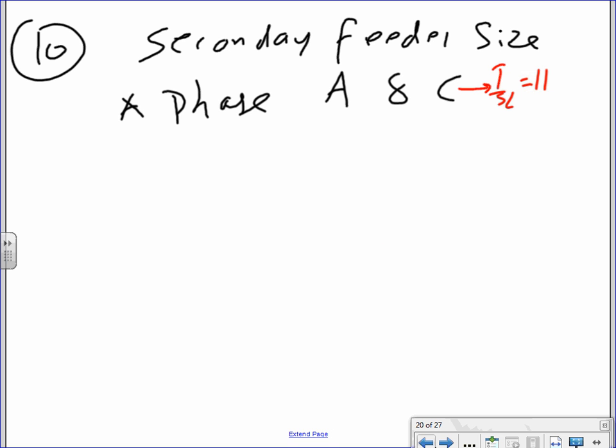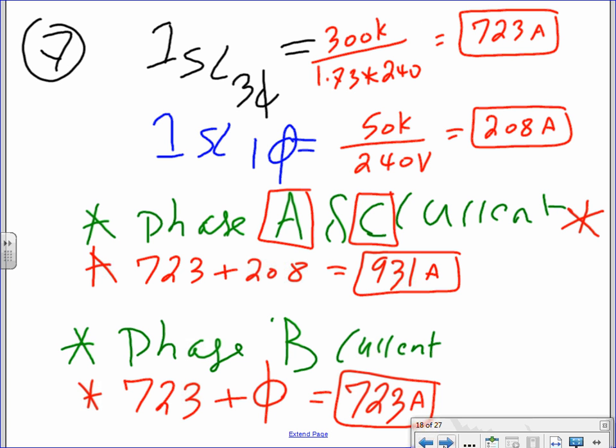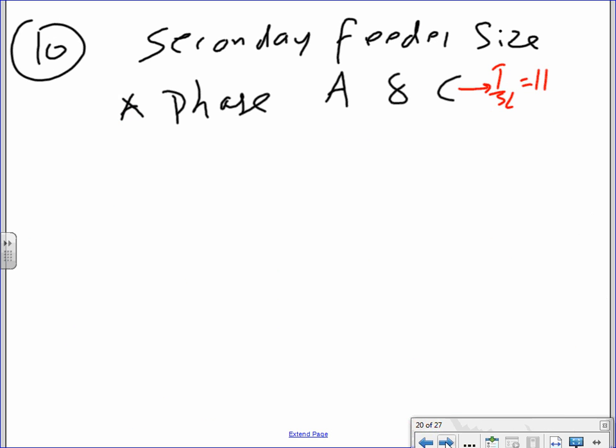The two, when we added them together on the secondary side, oops, where am I here? 931. I'm sorry, my fault. I was looking at... So 931. So this one here was 931 amps. You guys remember, for the secondary line, it was 931, right? Is that what we calculated?